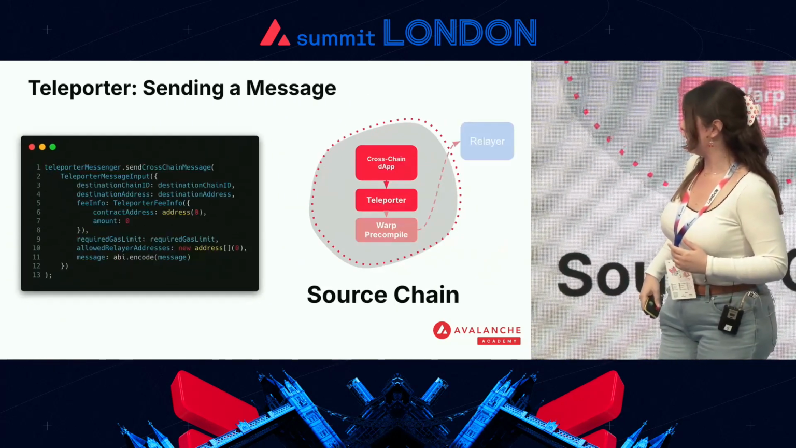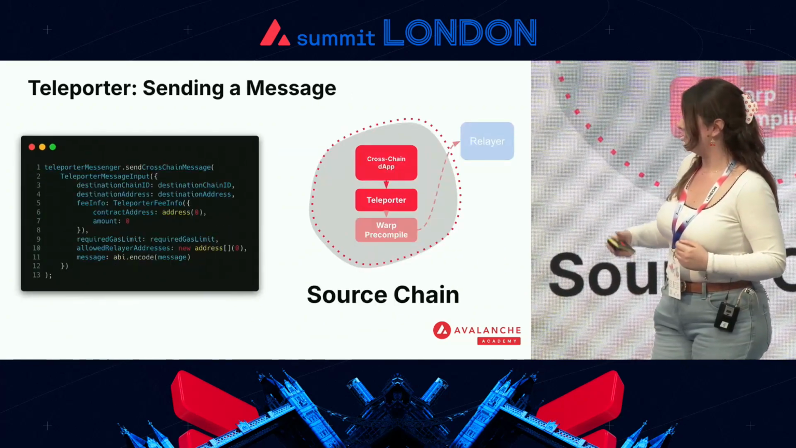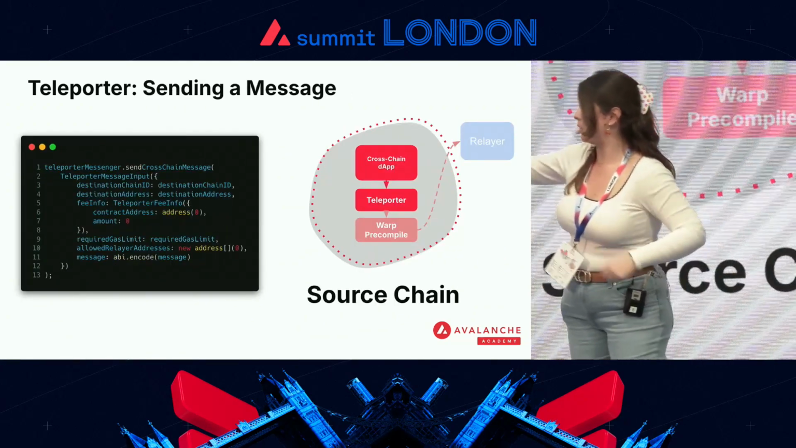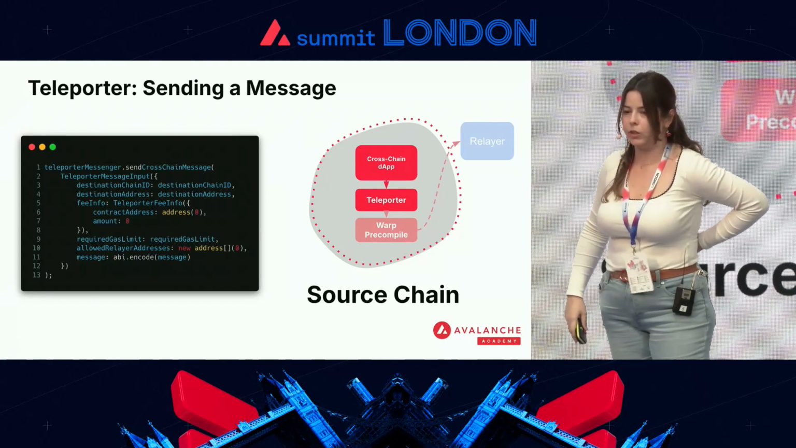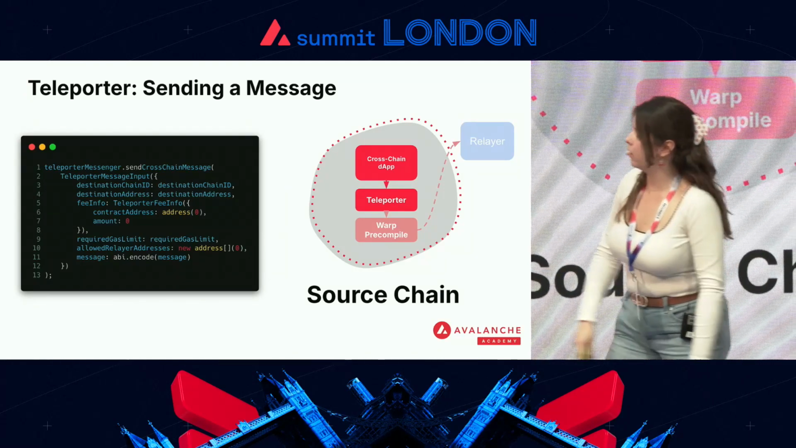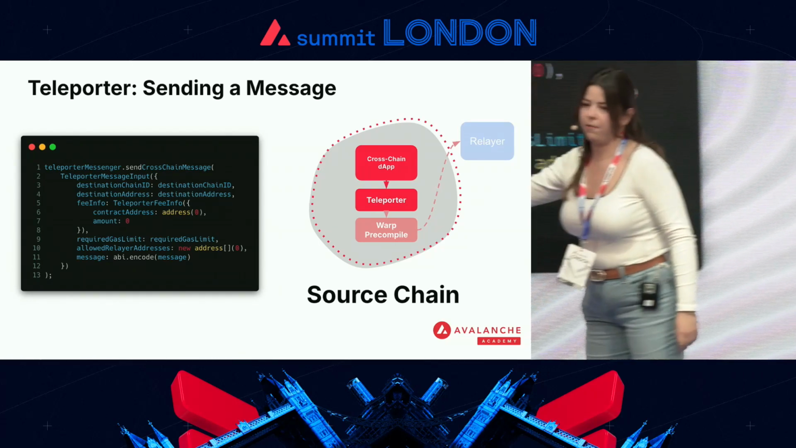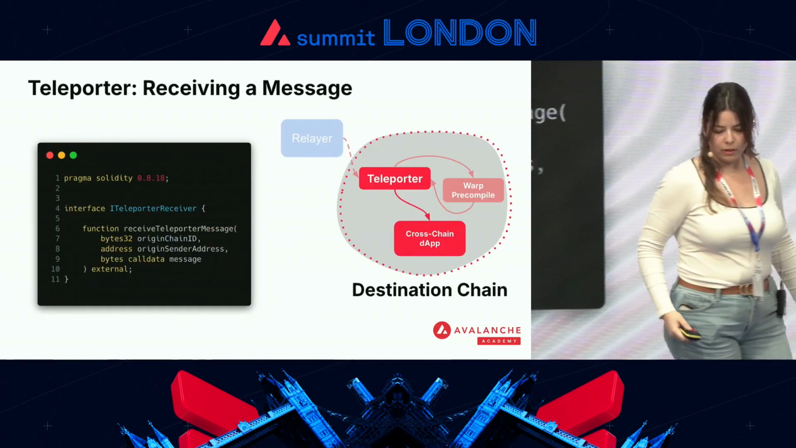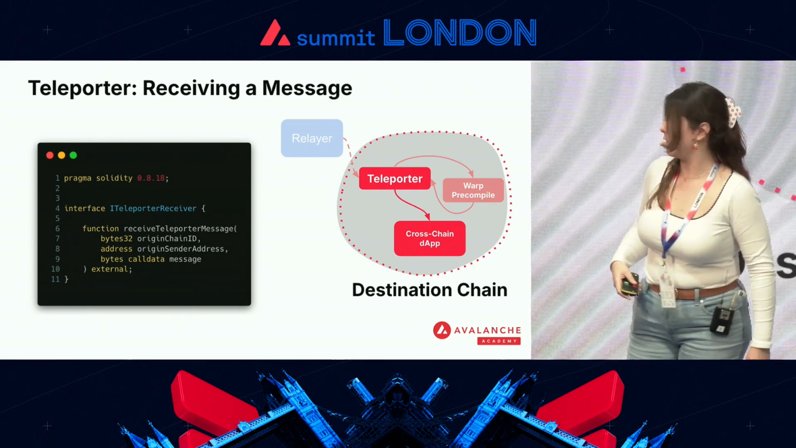I'm just fighting with this. OK, if you want to restrict which relayers are allowed to send a message, you can do it there. And then, of course, the message, which is ABI encoded. I'll just go a little bit faster so we have time for the demo.